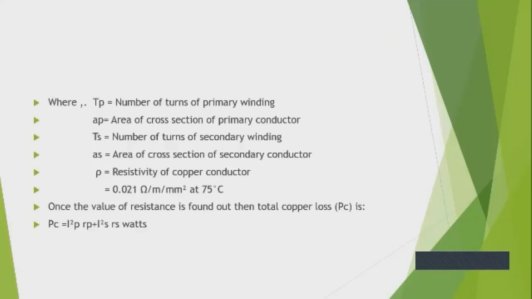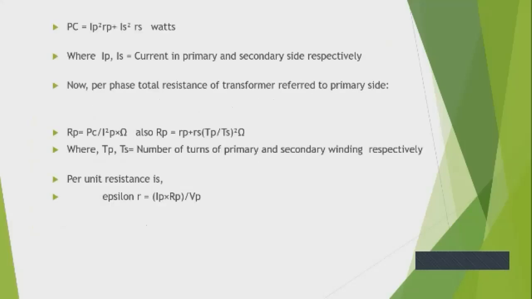So once the value of resistance is found, then total copper loss PC is equal to IP square RP plus IS square RS watts.